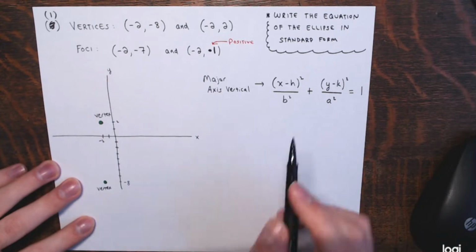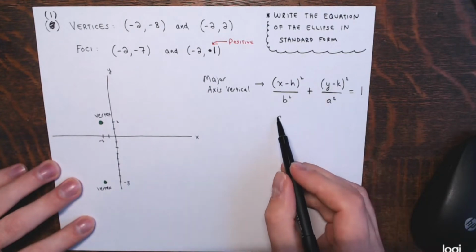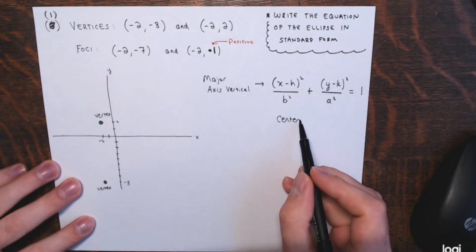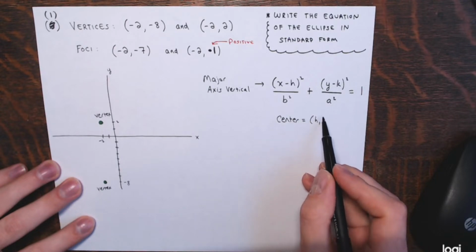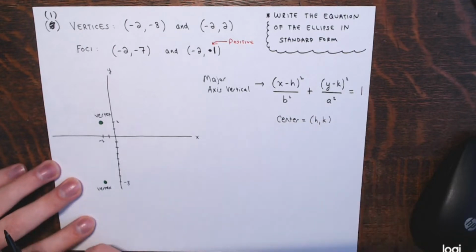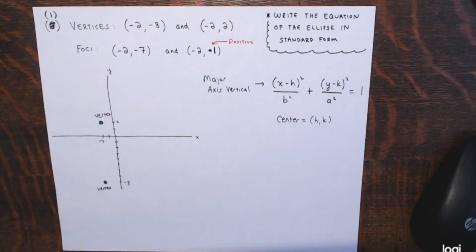And h and k are the coordinates of the center now, right? So we need to figure out where the center is, but that's going to be pretty simple if you know both vertices or both foci or both co-vertices, because the center is going to be in the middle of everything, the midpoint of everything.